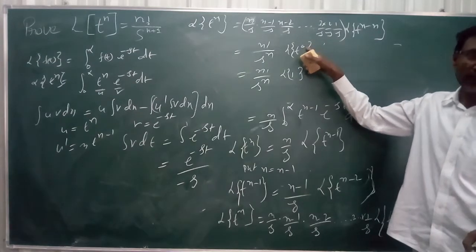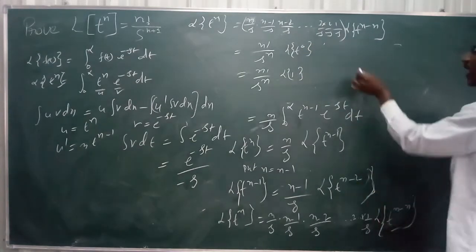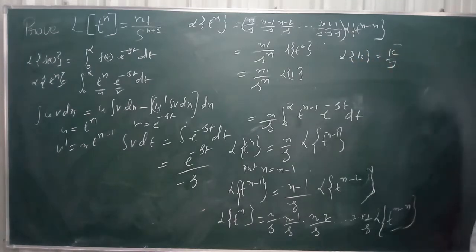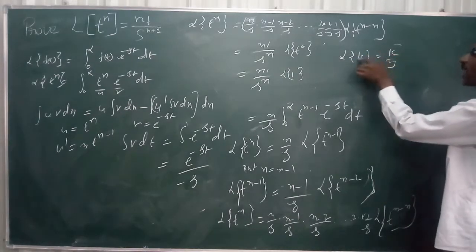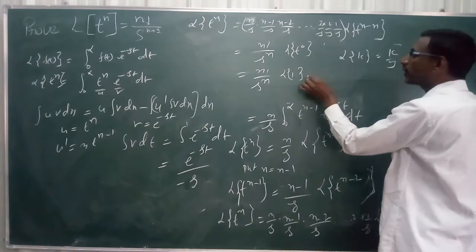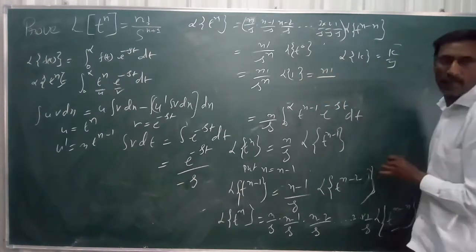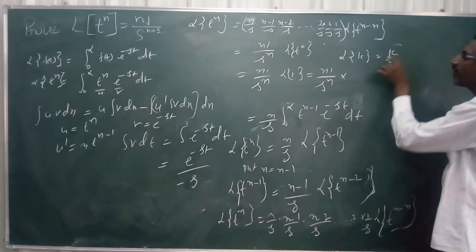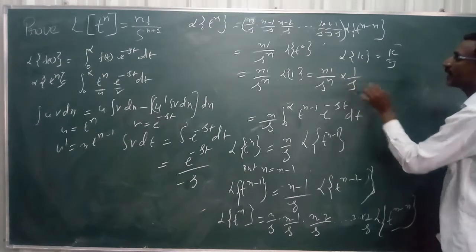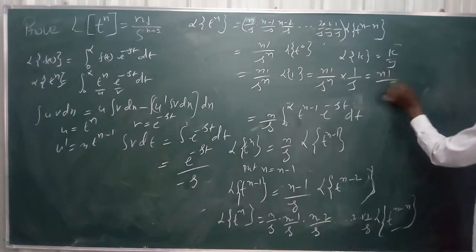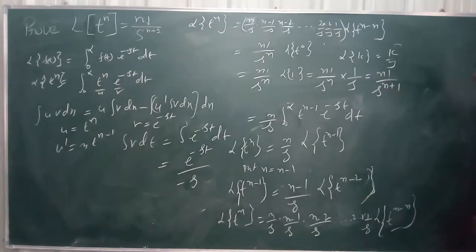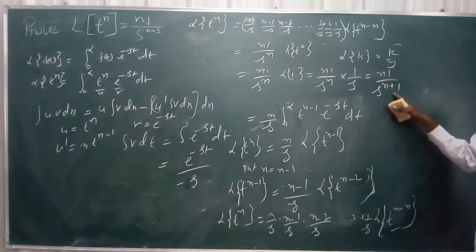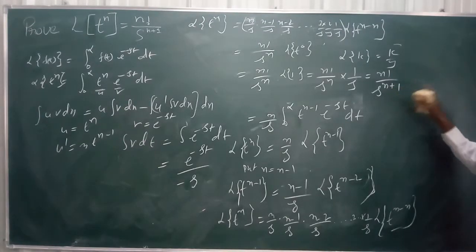t power 0 is nothing but 1, any t power 0 is 1. But I have a formula: L of k is equal to k by s. So in place of k, I am getting 1. Therefore, this is equal to n factorial by s power n into 1 by s. This is nothing but n factorial by s power n plus 1. Therefore, L of t power n is always equal to n factorial by s power n plus 1. Is it clear? Yes.